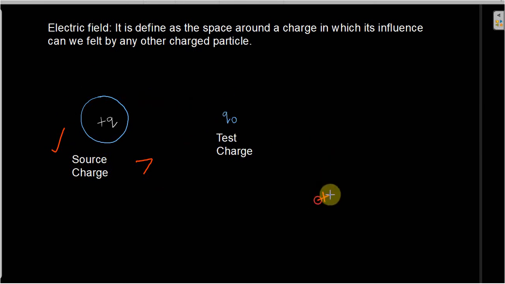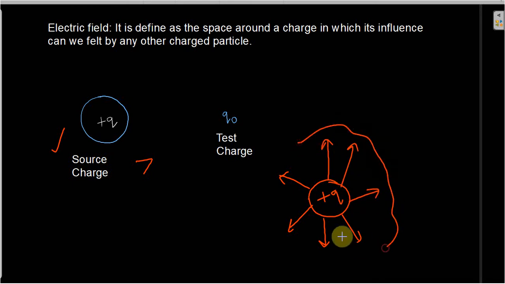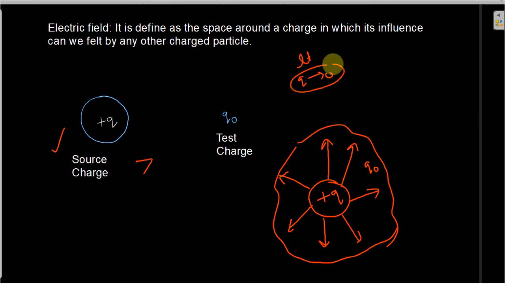So what will happen here? You have a Q charge, and around Q charge there will be an electric field, and the electric field lines we will represent outward for a positive Q charge. So this is the space around a source charge. If we place a test charge that is very small, Q tends to 0, it means this charge is very small and almost near to 0. I will explain why we are taking this test charge very small.